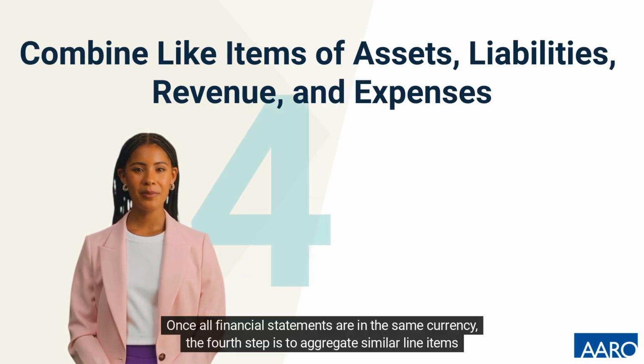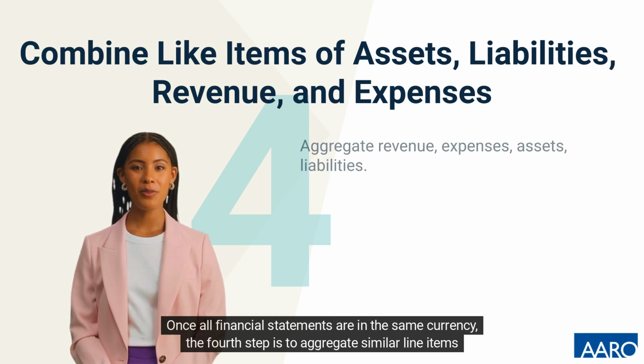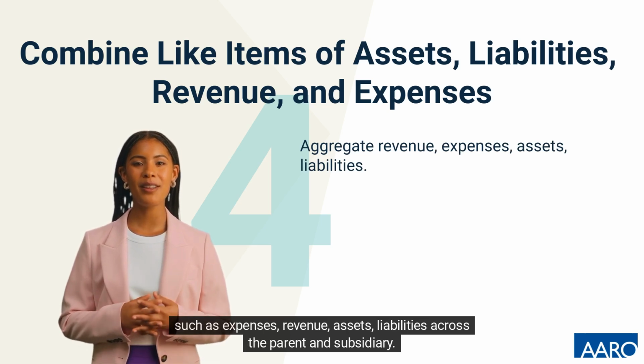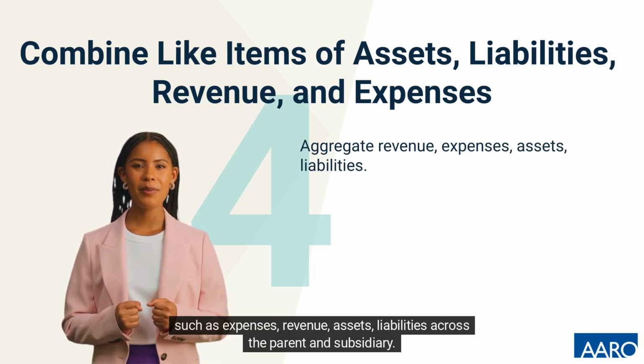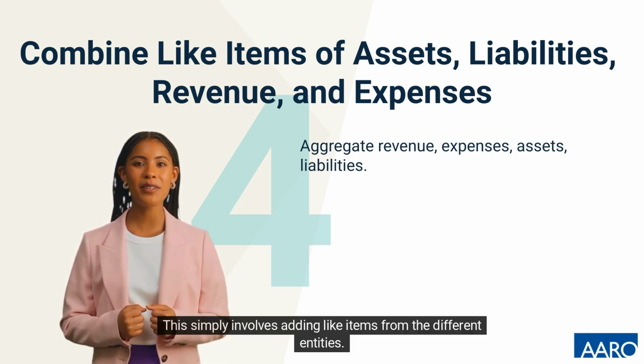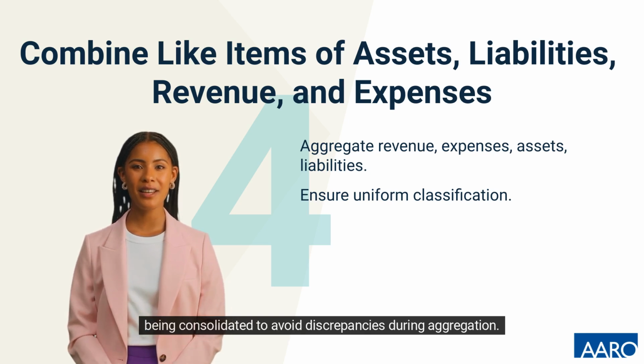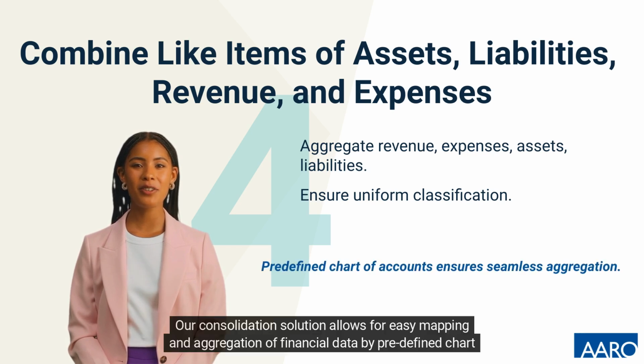Once all financial statements are in the same currency, the fourth step is to aggregate similar line items such as expenses, revenue, assets, liabilities across the parent and subsidiary. This simply involves adding like items from the different entities. When combining items, it is important to ensure uniformity in the classification of line items among the entities being consolidated to avoid discrepancies during aggregation. Our consolidation solution allows for easy mapping and aggregation of financial data by predefined chart of accounts.